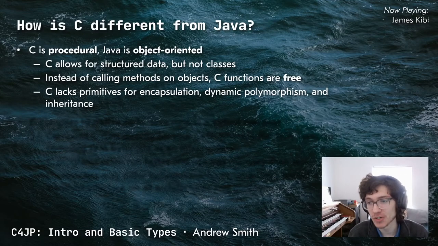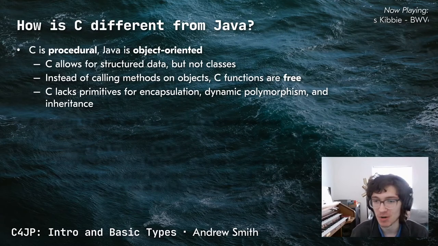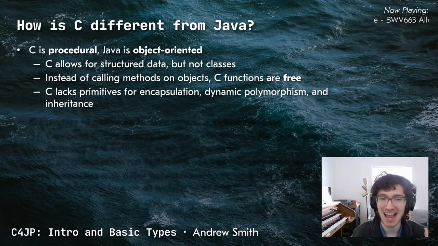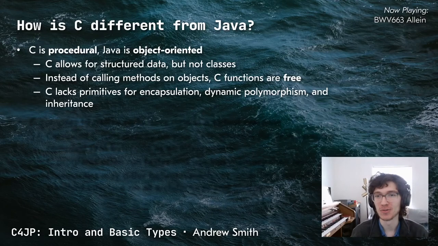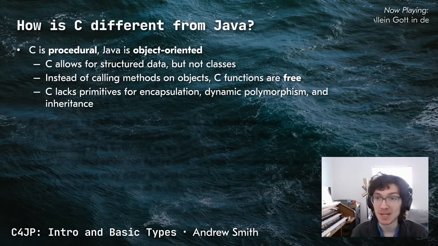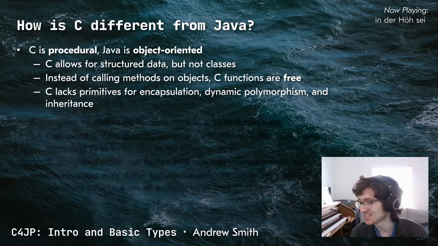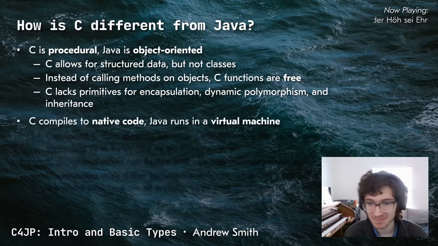And as I said earlier, not being an OO language, C does not have primitives for encapsulation, polymorphism, and inheritance. So if you were someone who really liked having things like access modifiers and polymorphic methods, or you really liked to create these giant Frankenstein class hierarchies, unfortunately, you cannot do that in C, but we will show you how to properly structure data in your C programs, and it's not as bad as it may sound.